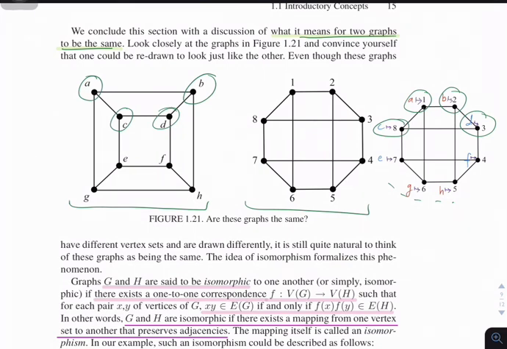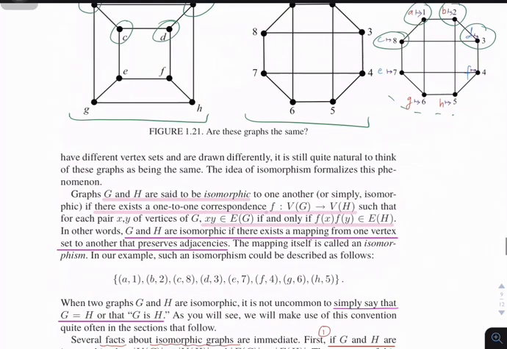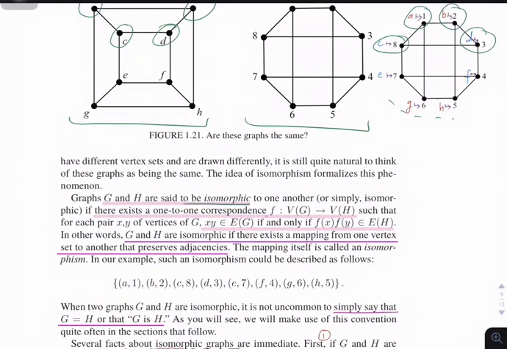So this is the idea of the isomorphism of graphs. We say that two graphs are isomorphic if there exists a one-to-one correspondence between the vertices of one graph and the vertices of the other graph, so that for every pair of vertices, there's an edge between the two of them in the first graph if and only if there is an edge between the two vertices that they map to in the second graph.